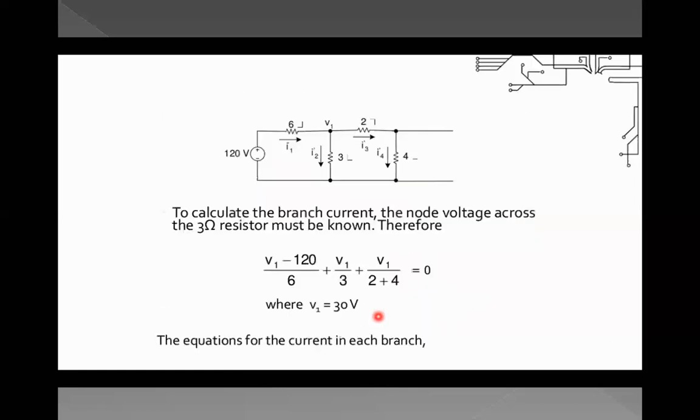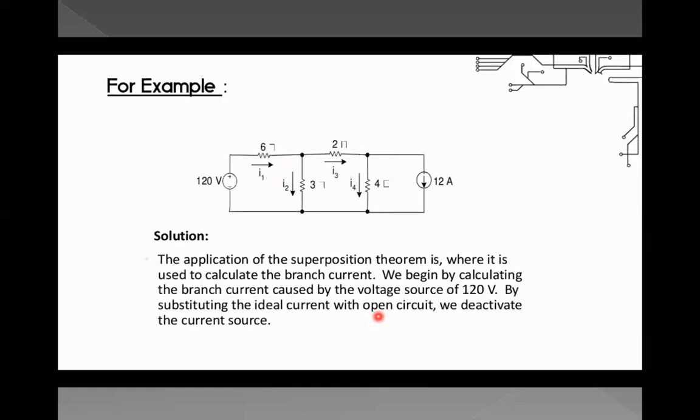So to find out the current in each of the branches I1, I2, I3, I4, what we did is we kept this as an open current source, and we found the new currents in each branch as I1 dash, I2 dash, I3 dash, I4 dash. Then for the second part, we removed this voltage source, saying that it's an open voltage source, and found I1 double dash, I2 double dash, I3 double dash, and I4 double dash. So according to the superposition theorem, it should be the vector sum of the currents caused separately.